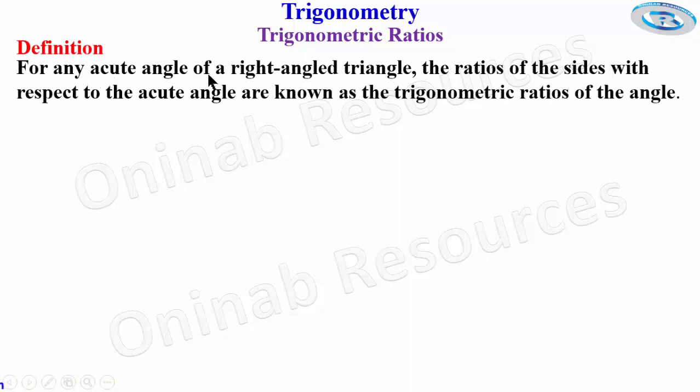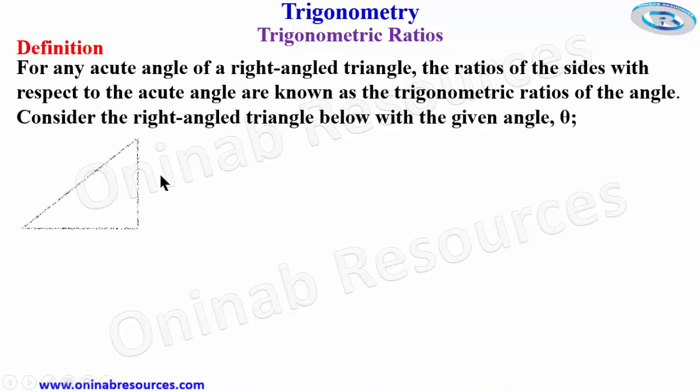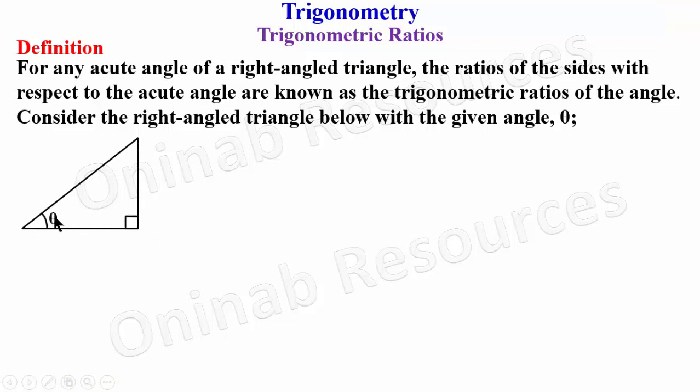For any acute angle of a right angle triangle, the ratios of the sides with respect to the acute angle are known as the trigonometric ratios of the angle. So we consider the diagram below. This is the right angle at this point. The given angle theta is here. We then identify and name the three sides of the triangle.